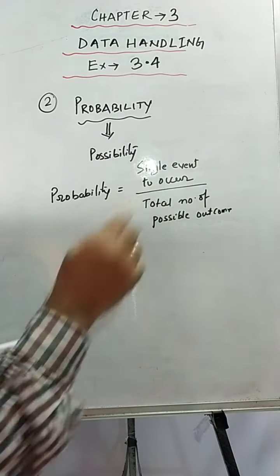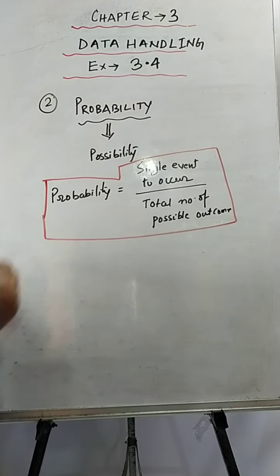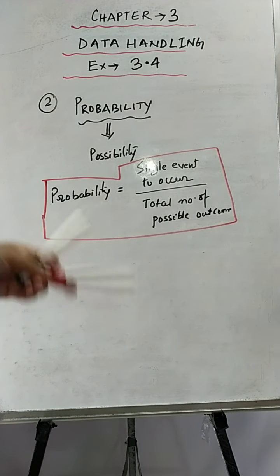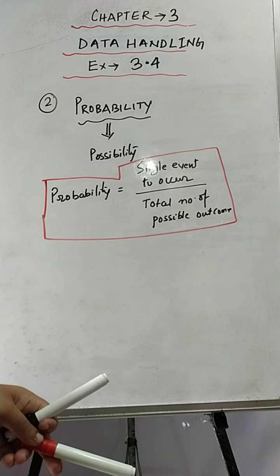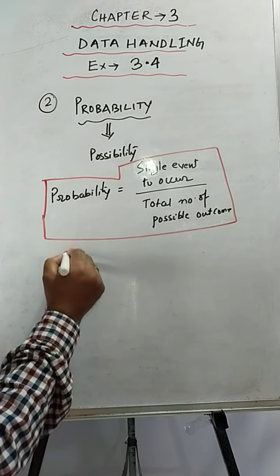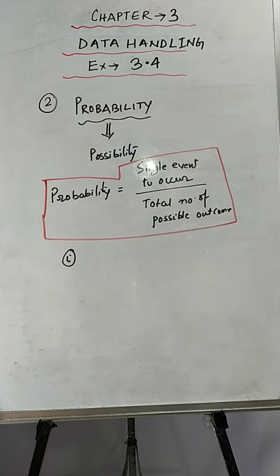So this is the formula, students. You better write this formula. Now this formula will be clearer when we go with the problem sums. Okay. So question number 1, sum number 1 of question number 2. According to the question, what is the probability of drawing a marble with number 2?